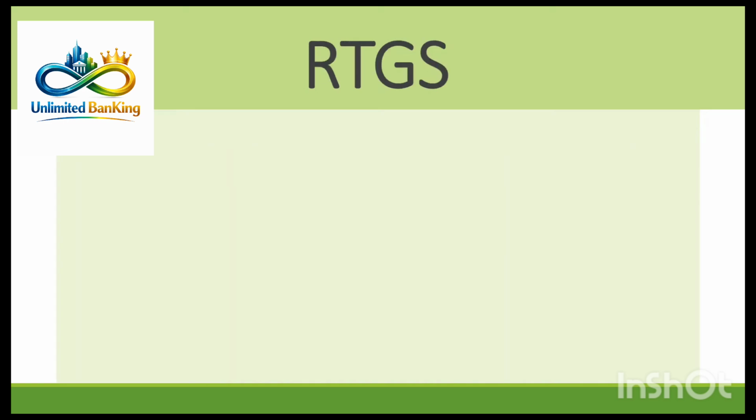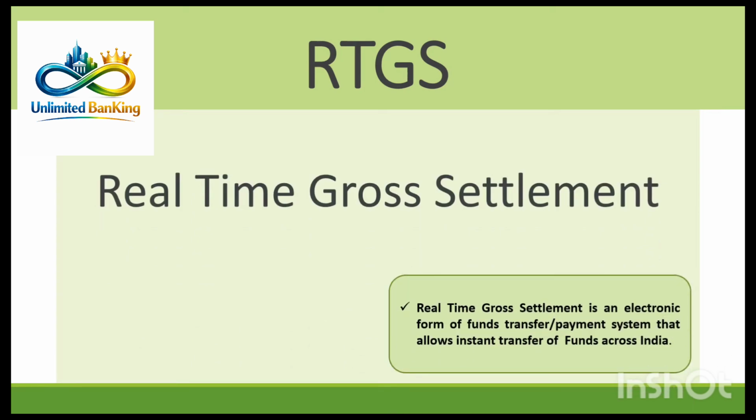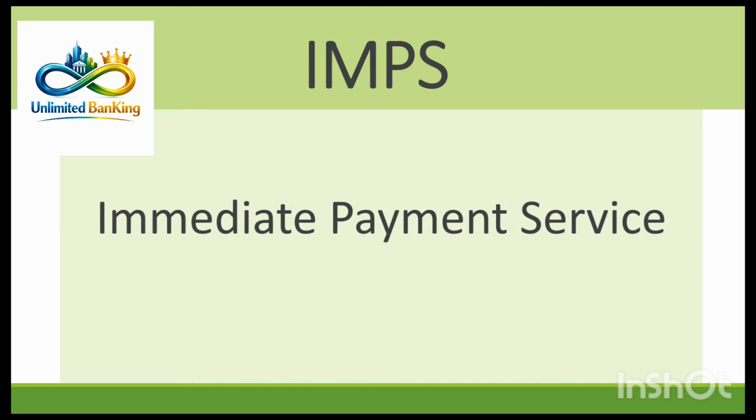The next term is RTGS. The full form of RTGS is Real-Time Gross Settlement. So RTGS is an electronic form of funds transfer of payment system that allows instant transfer of funds across India. Next term is IMPS. The full form of IMPS is Immediate Payment Service.